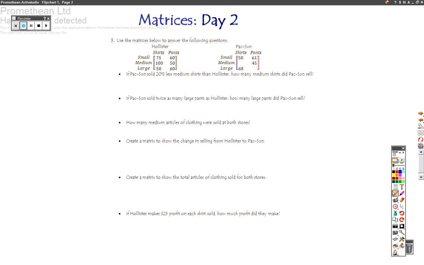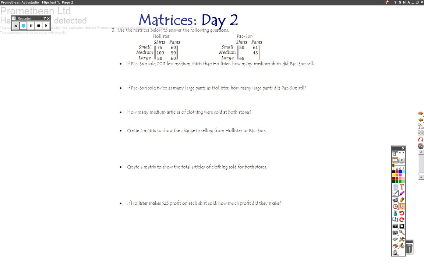Okay, now we're going to look at day 2 for your matrices. Use the matrix below to answer the following questions. My first question says, if PacSun sold 20% less medium shirts than Hollister, how many medium shirts did PacSun sell?